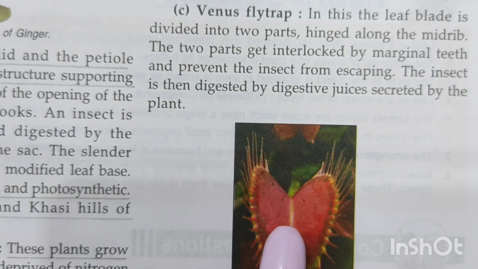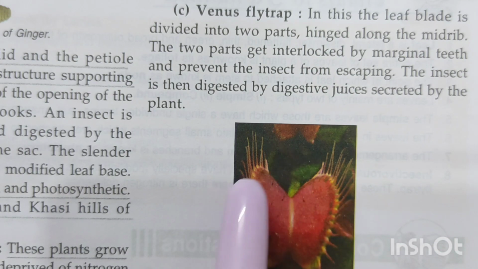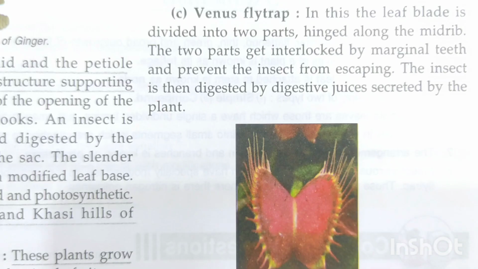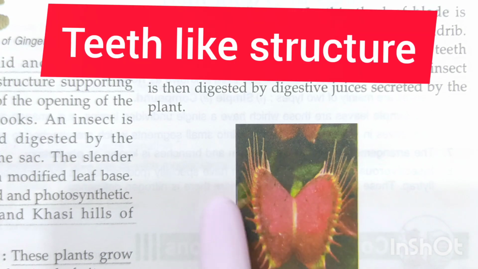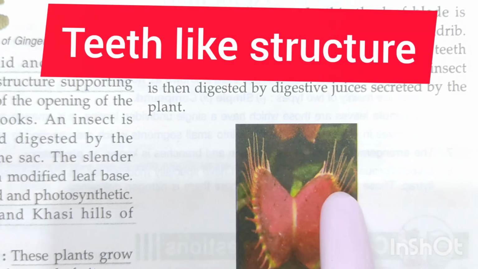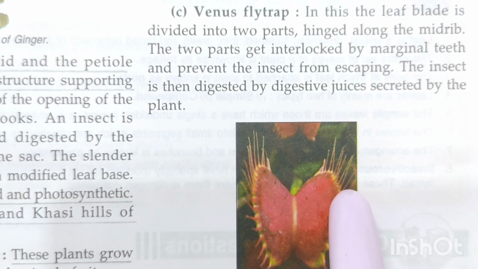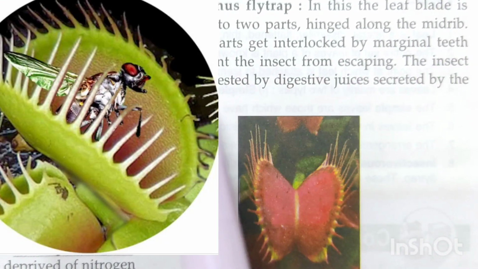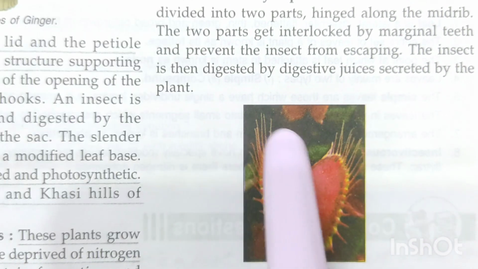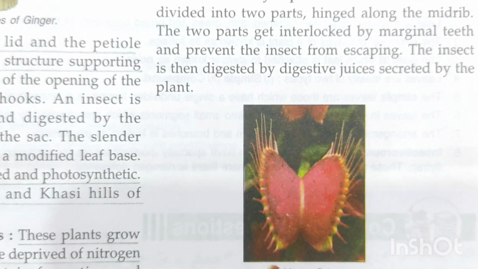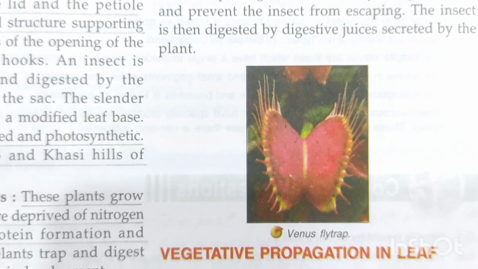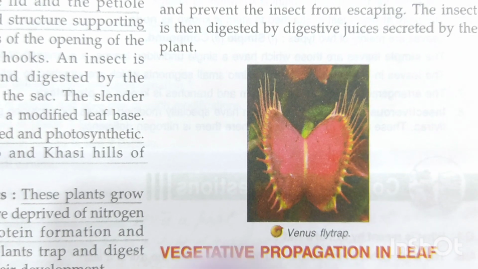When the insect enters inside, both the ends come and join into one another. That means they interlock, and once they interlock, the insect is not allowed to move out. The insect is then digested and eaten away over here inside the leaf. So this is how the leaf gets modified in a Venus flytrap.